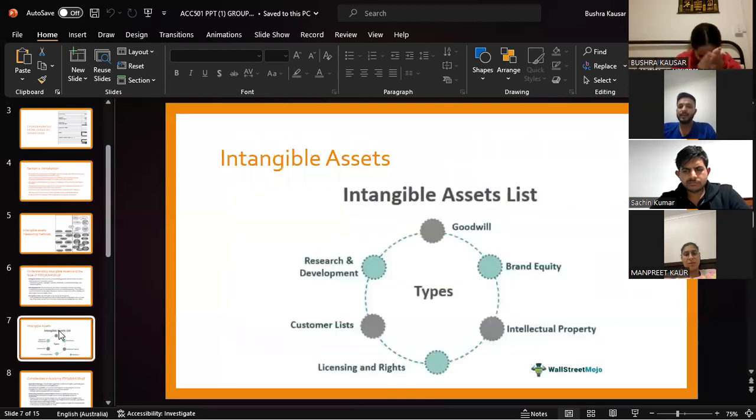In this one, there are some types of intangible assets and their asset lists. It has 6 types of assets. One is goodwill, one is brand equity, another is intellectual property, licensing and rights, customer lists, and research and development. So now going to the next slide.